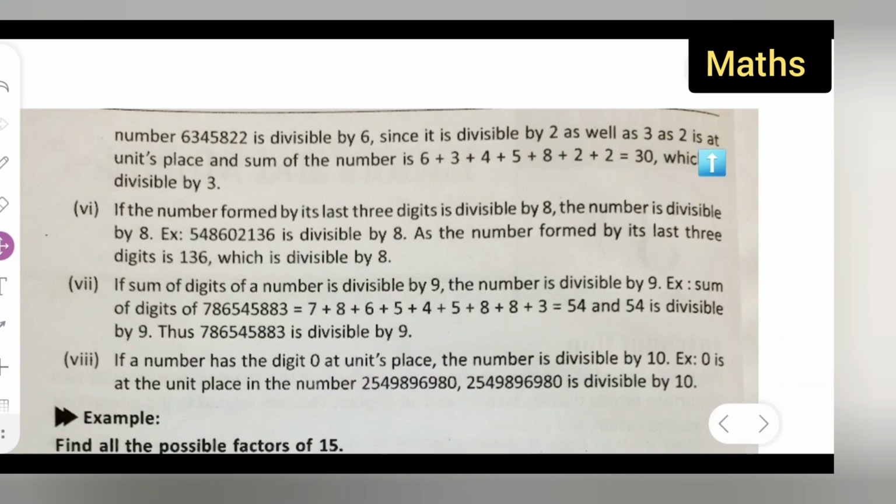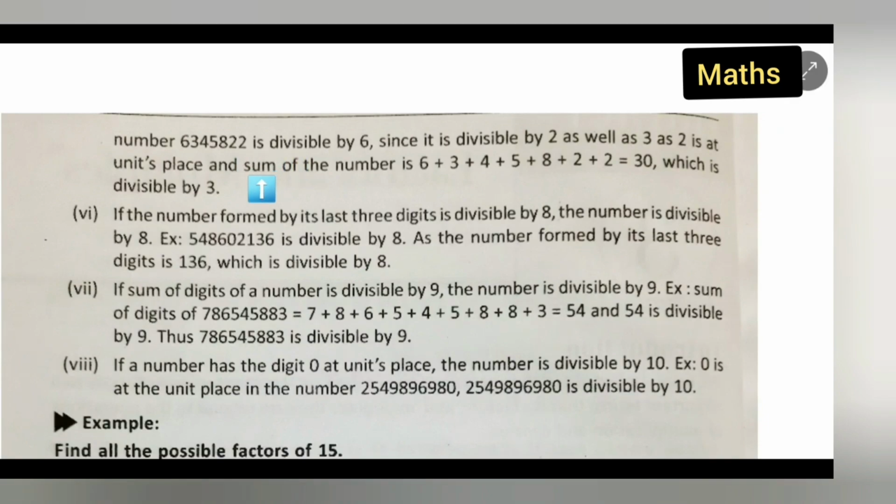So 2 is at the units place, and the sum of the digits is 30. And 30 is obviously divisible by 3. 3 ones are 3, 3 tens are 30, which is divisible by 3. Next, the fourth point is, if the number formed by its last 3 digits is divisible by 8, then the number is divisible by 8.